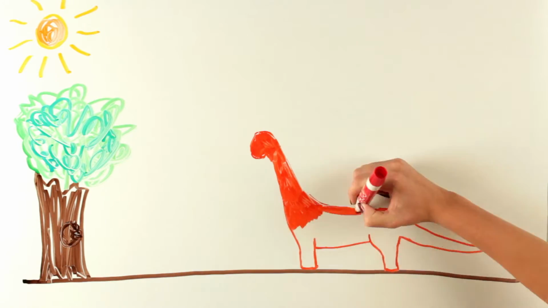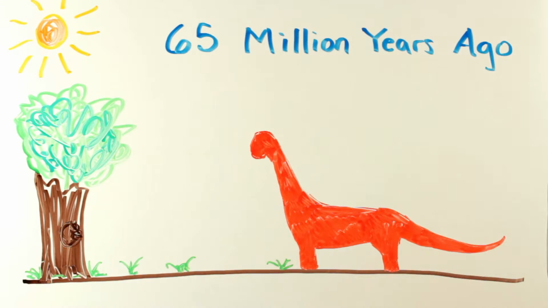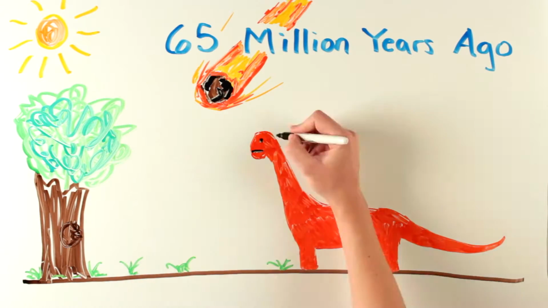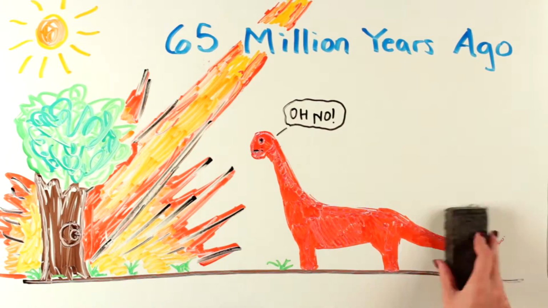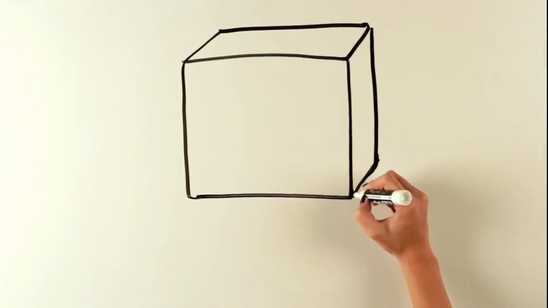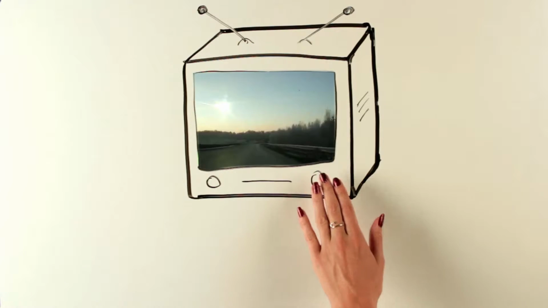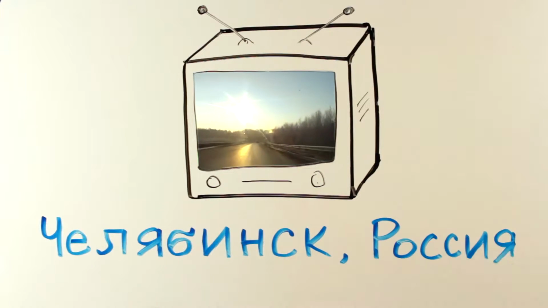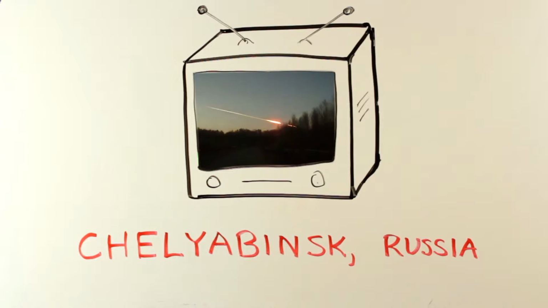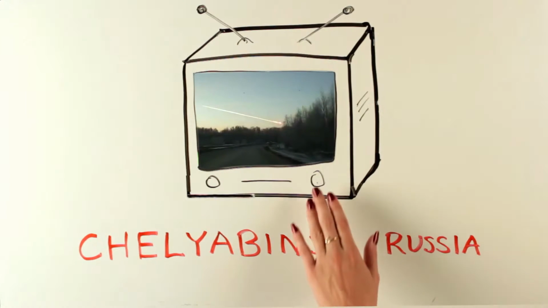On a pleasant day in the Cretaceous, about 65 million years ago, a 10-kilometer asteroid collided with the Earth and wiped out most of the life on its surface, including the dinosaurs. More recently, on February 15, 2013, a much smaller asteroid exploded in the atmosphere over the city of Chelyabinsk, Russia, creating a shockwave that damaged buildings and injured over 1,500 people.